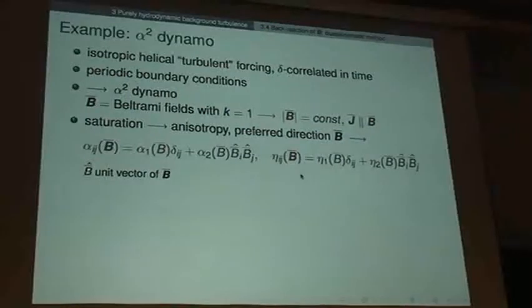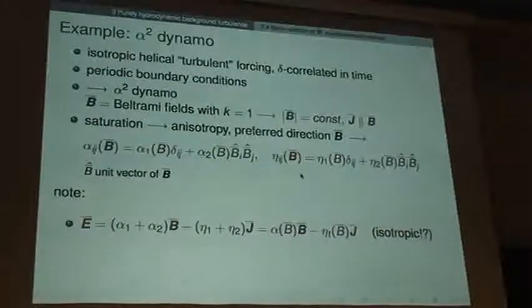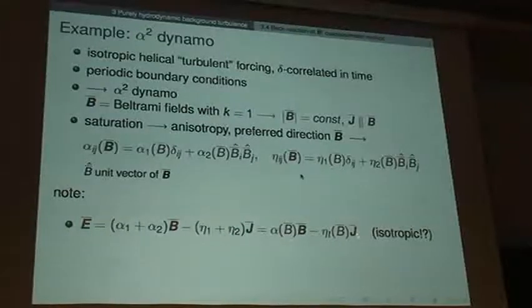And here the B hat is the unit vector of the mean field. And maybe as a side note, you still have an isotropic or a seemingly isotropic relationship between the mean electromotive force and mean magnetic field and current density, with scalars here which are dependent on the modulus of B alone. But this does not mean that the turbulence is isotropic. The turbulence is definitely anisotropic in this case. So the relationship is isotropic.